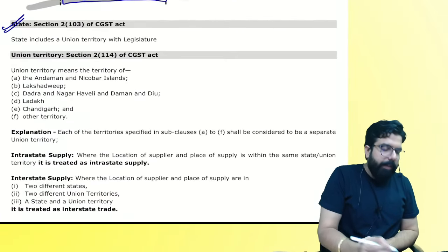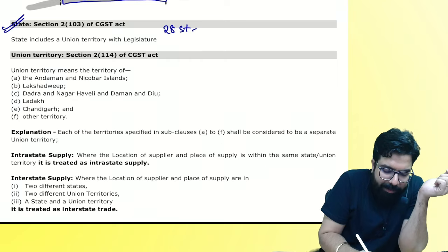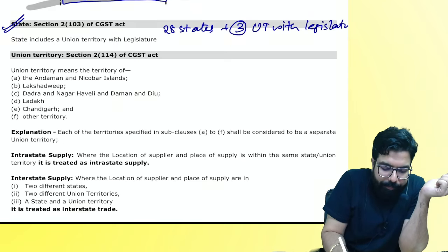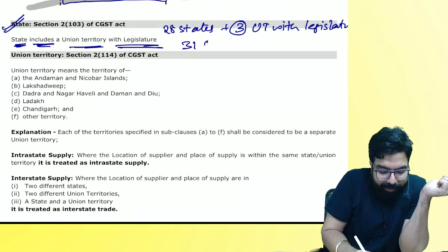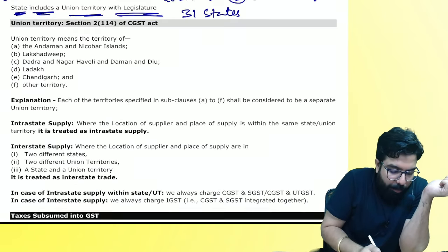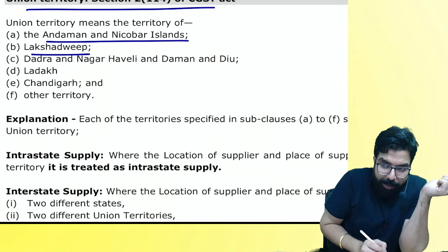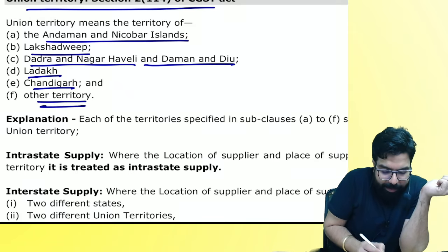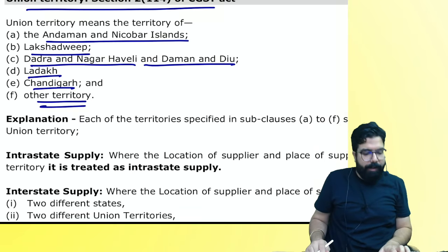People, how many states were there? 28 states plus 3 we added, right? Those 3 were UTs with legislature. States will always include a UT with legislature. Can you tell me how many UTs we have? Andaman and Nicobar, Lakshadweep, Dadra and Nagar Haveli, Daman and Diu, Ladakh, Chandigarh, and any other territory. If any other territory is there, that is also a Union Territory.